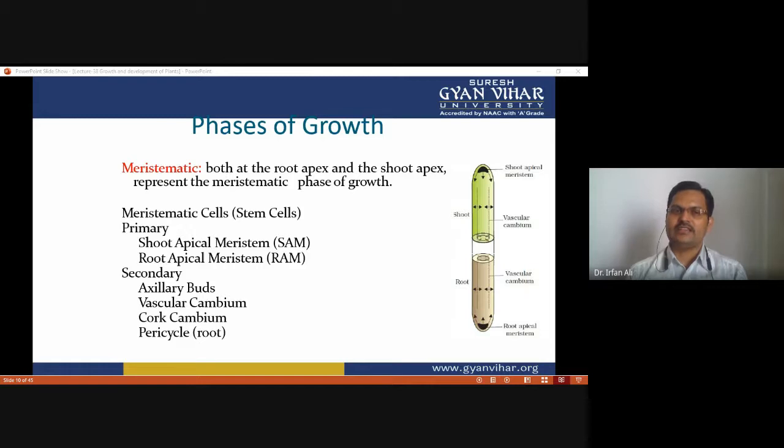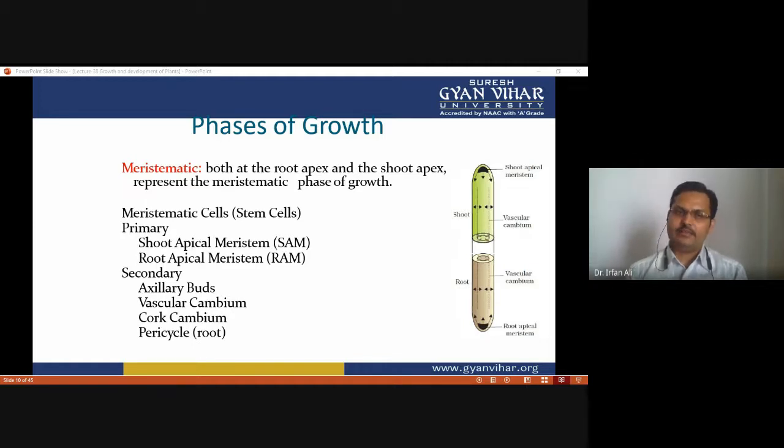These meristematic cells are responsible for the primary growth of the plant. Primary growth of the plant means they provide length to the plant, so the plant can increase in length.